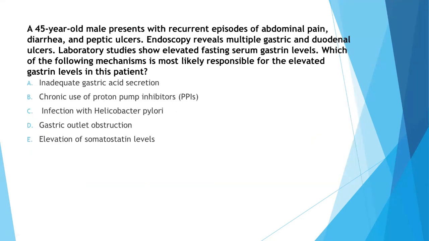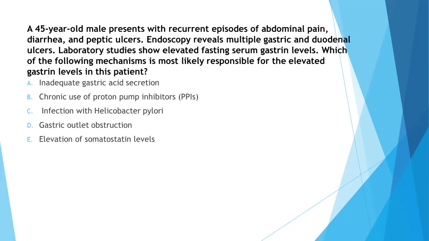Now, let's do one question before we move forward. Which of the following mechanisms is most likely responsible for the elevated gastrin levels in this patient? A 45-year-old male presents with recurrent episodes of abdominal pain, diarrhea, and peptic ulcers. Endoscopy reveals multiple gastric and duodenal ulcers. Lab studies show elevated fasting serum gastrin levels.